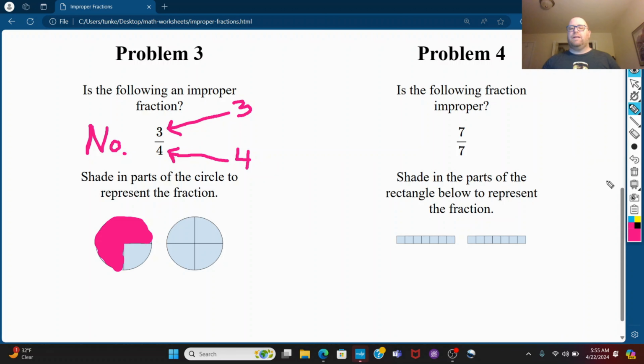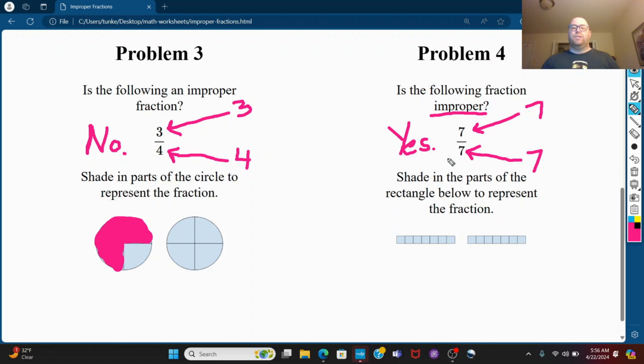Okay, one more to go. Let's take a look at problem 4. So is the following fraction improper? Okay, so we look at the numerator. Numerator is 7. Top part of the fraction is 7. We look at the denominator, the bottom part of the fraction, that's also 7. So if the top part of the fraction is equal to or greater than the bottom part of the fraction, we do have an improper fraction. In this case, the top part equals the bottom part. So yes, this is an improper fraction.